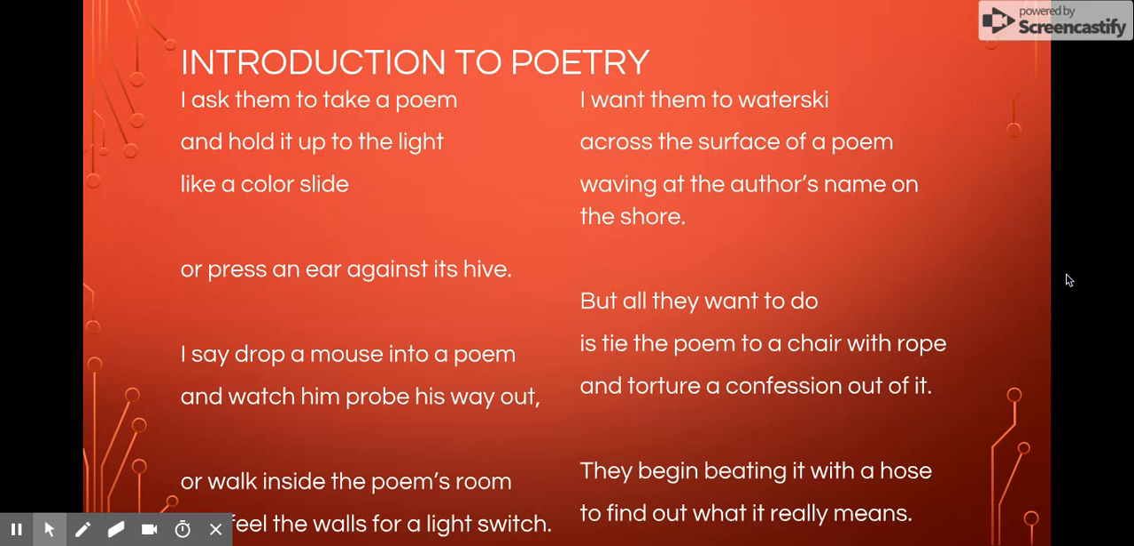So this is the poem Introduction to Poetry by Billy Collins, and I will go ahead and read it. I ask them to take a poem and hold it up to the light like a color slide, or press an ear against its hive. I say drop a mouse into a poem and watch him probe his way out, or walk inside the poem's room and feel the walls for a light switch. I want them to water ski across the surface of a poem, waving at the author's name on the shore, but all they want to do is tie the poem to a chair with rope and torture a confession out of it. They begin beating it with a hose to find out what it really means.